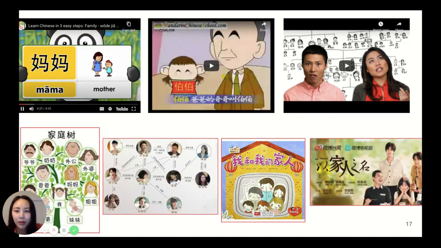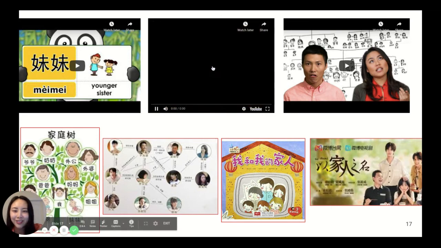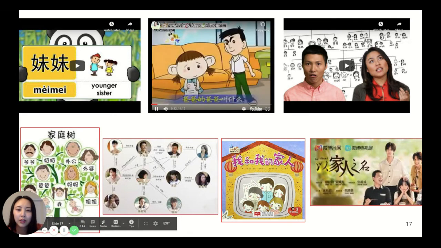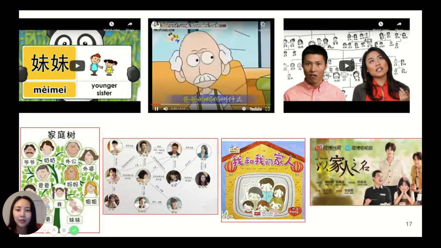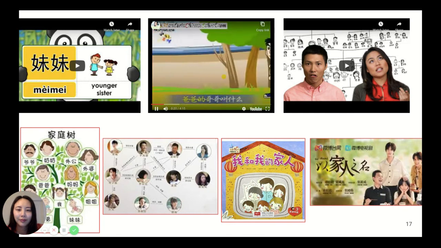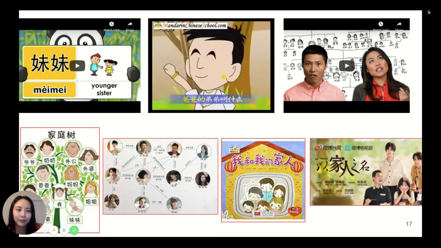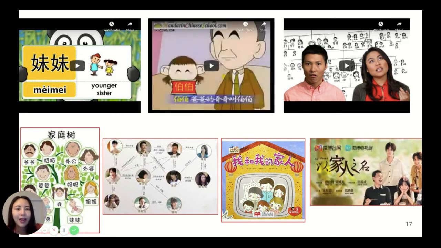Mama, mother, Baba. So this is a flashcard. 爸爸的爸爸叫什么？爸爸的爸爸叫爷爷。爸爸的妈妈叫什么？爸爸的妈妈叫奶奶。爸爸的哥哥叫什么？爸爸的哥哥叫伯伯。爸爸的弟弟叫什么？爸爸的弟弟叫叔叔。 Here is a song containing all the family members.